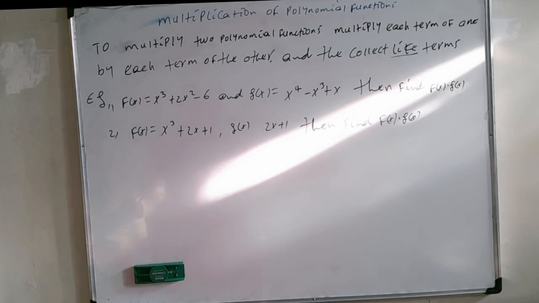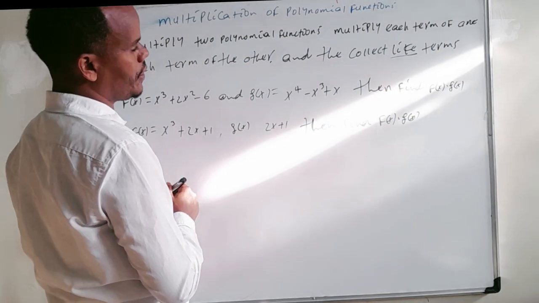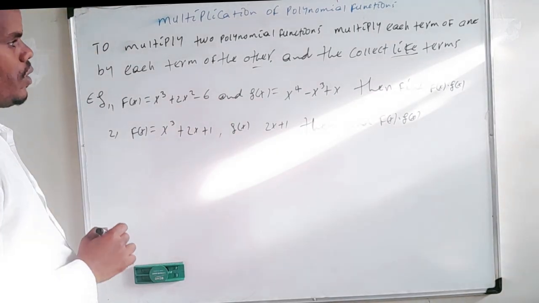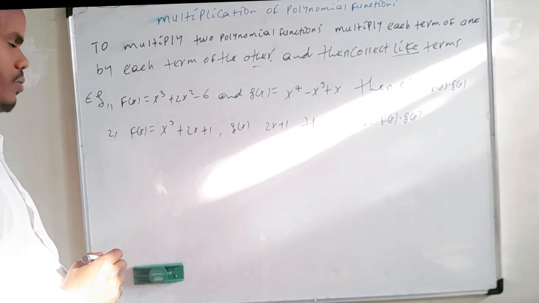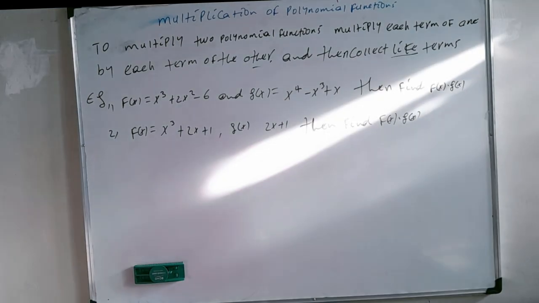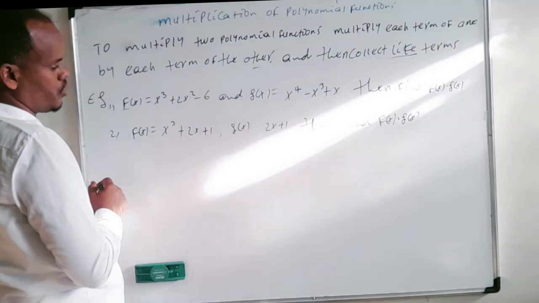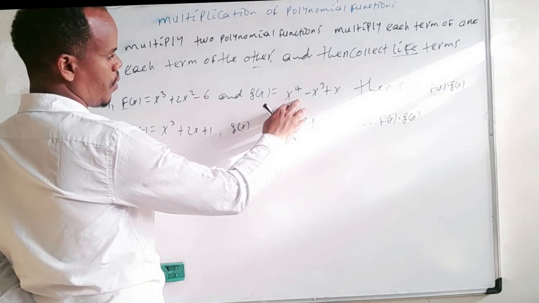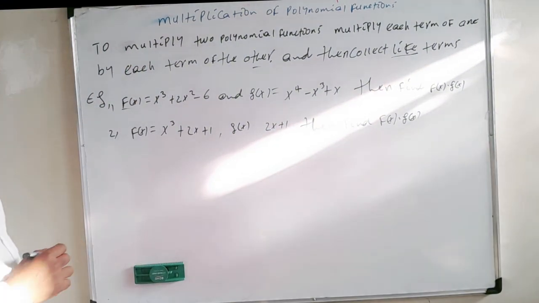Okay, now we'll see about multiplication of polynomial functions. To multiply two polynomial functions, multiply each term of one by each term of the other, and then collect like terms. Like terms means having the same variable and also the same exponent. For example, f of x is a polynomial function which is x to the power of 3 plus 2x squared minus 6, and the second polynomial function is g of x equals x to the power of 4 minus x to the power of 3 plus x. Then find f of x times g of x.